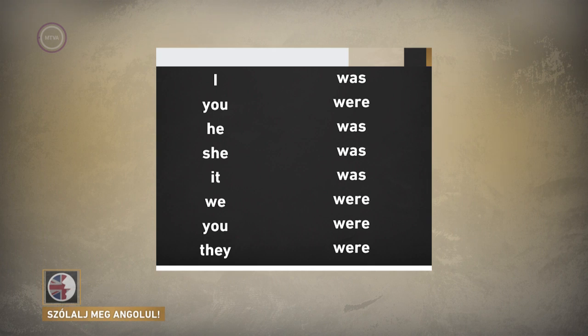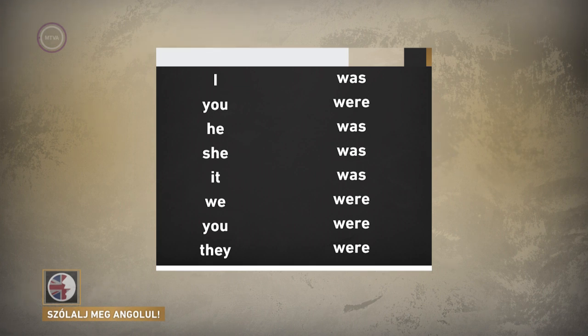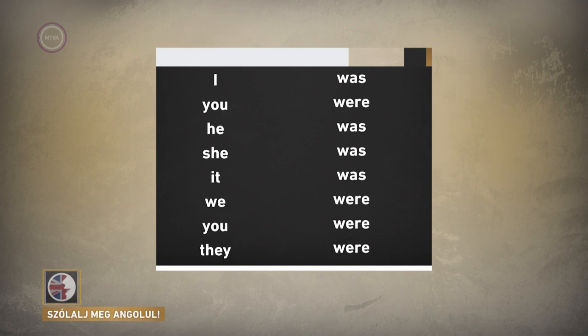So we know that when we're using the past continuous, we use one of the past simple forms of the verb to be, either was or were. We use was for the first and third person singular. I was, he was, she was, and it was. And we use were for the second person singular and all the plural forms. You were, we were, you were, and they were. Simple.